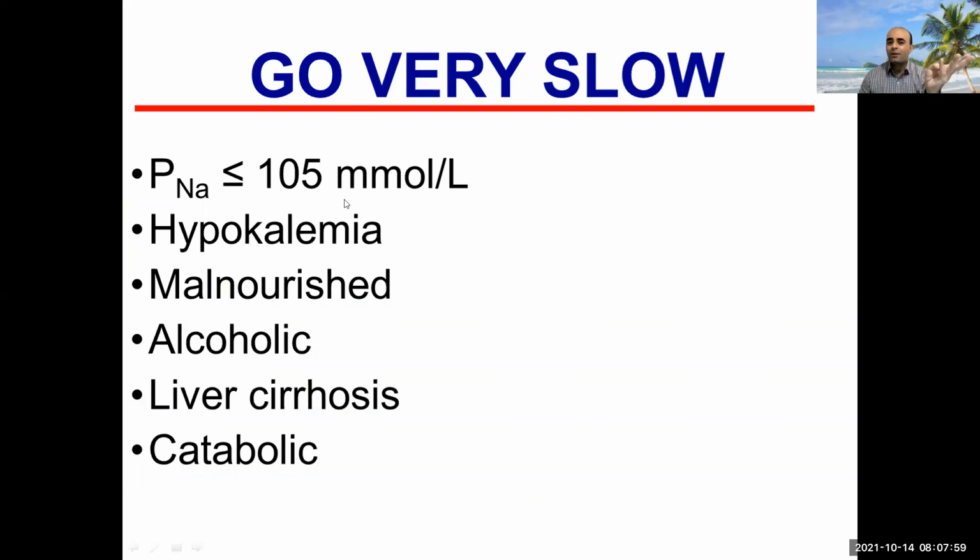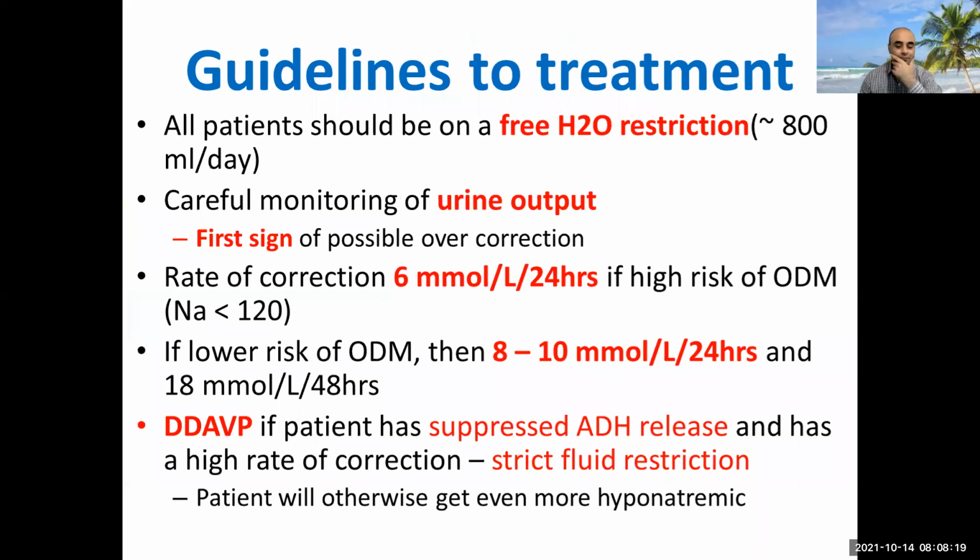Any patient with severe hyponatremia is at high risk for osmotic demyelination syndrome. If I have a patient with hyponatremia and hypokalemia, high risk for osmotic demyelination syndrome. A malnourished patient, with poor oral intake, cachexia, elderly patient is high risk. Alcoholic, same. Liver cirrhosis, same. High catabolic patient, same. What are our guidelines for treatment?